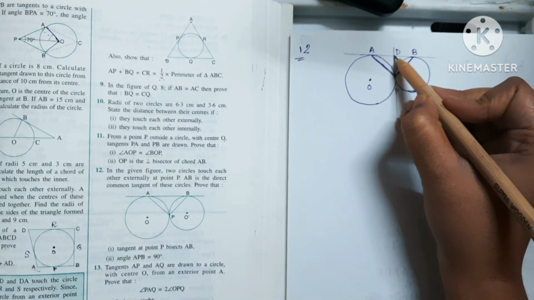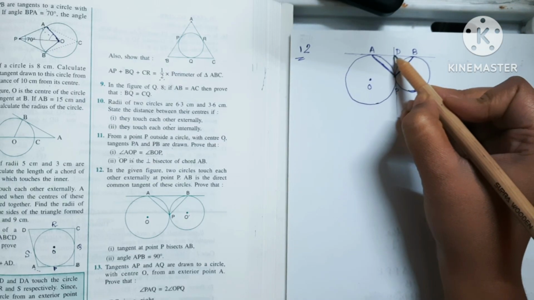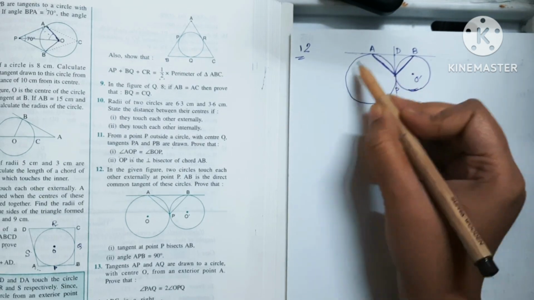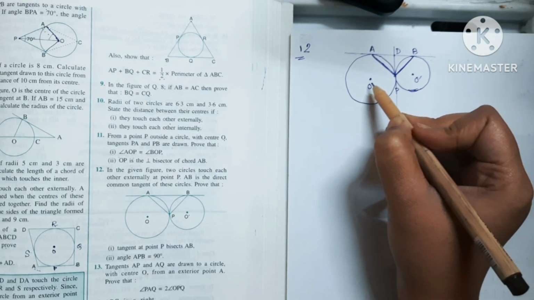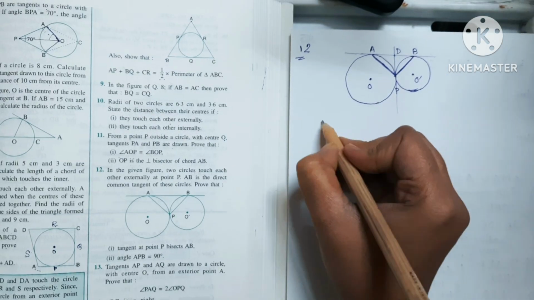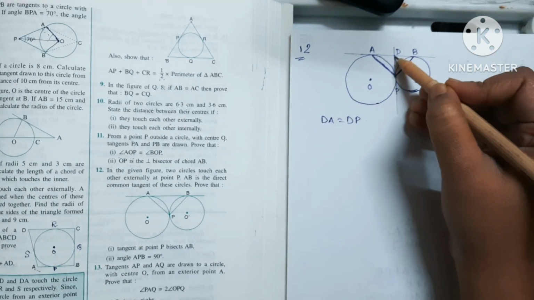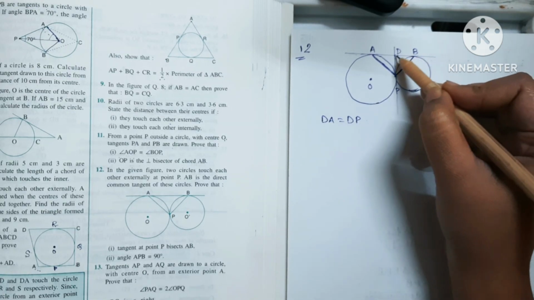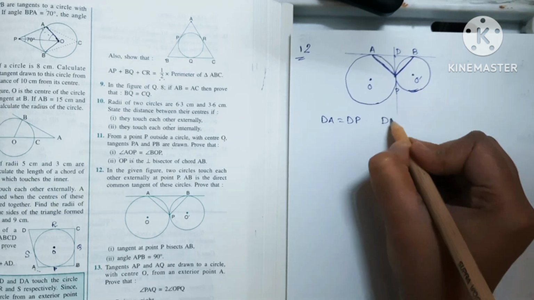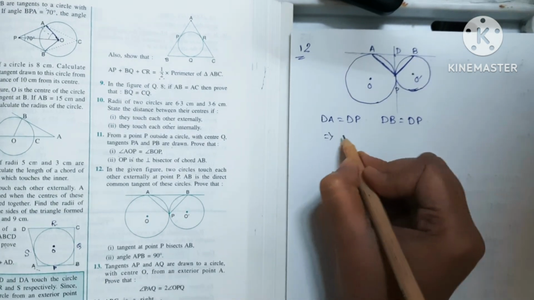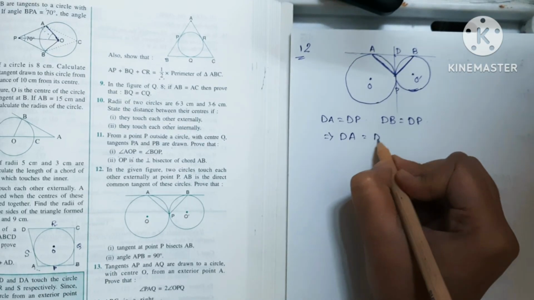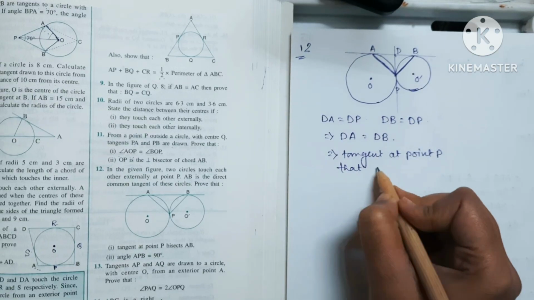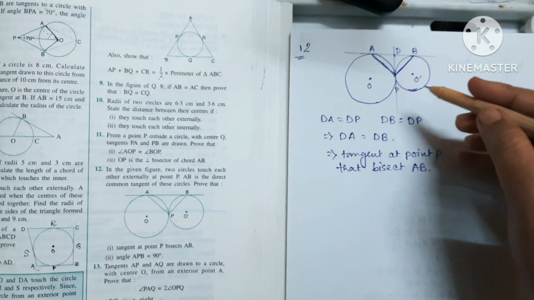See, here D is an exterior point from where two tangents are there. So from D, there are two tangents, DA and DP, to the first circle, whose center is O. So you can say DA is equal to DP. And DB and DP, these are two tangents of the other circle, so you can write DB equal to DP. So from here you can say DA is equal to DB. That means the tangent at point P bisects AB. So this is the proof. The first part is proven.